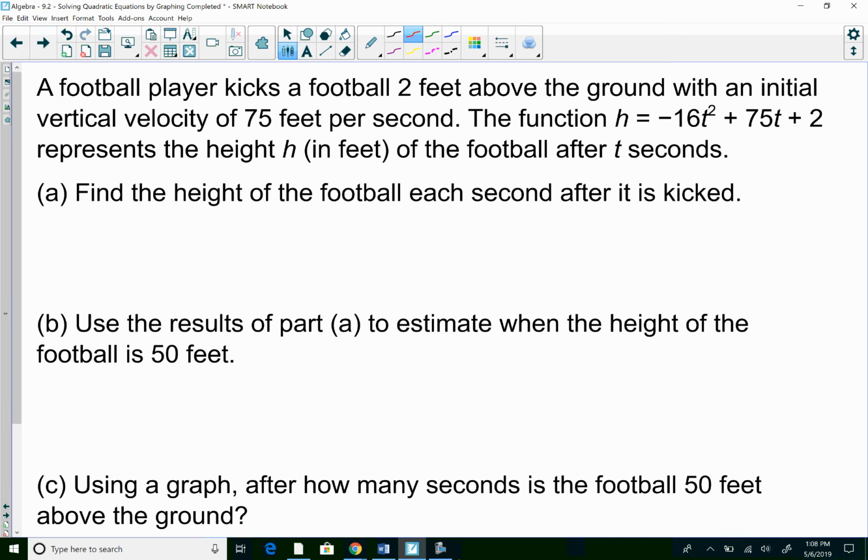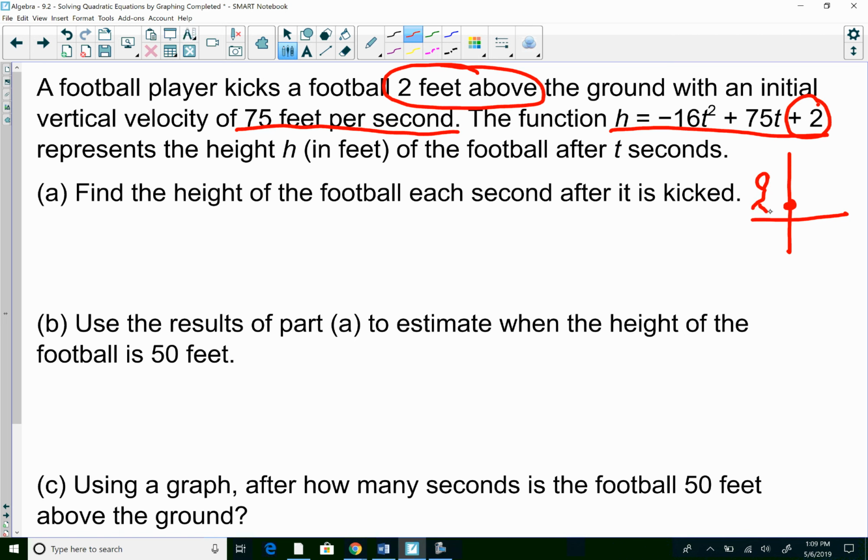The last example that we want to go through really quickly is we're looking at a football player who kicks a football 2 feet above the ground. And it has an initial vertical velocity of 75 feet per second. So here's our function, negative 16t squared plus 75t plus 2. And just like they said, plus 2, that's the starting height. So if you think about where a football is being kicked, you have your little person who's kicking it, and the ball has to be off of the ground just a little ways in order for that person to kick it. So it's a really bad picture, but you get the general idea.